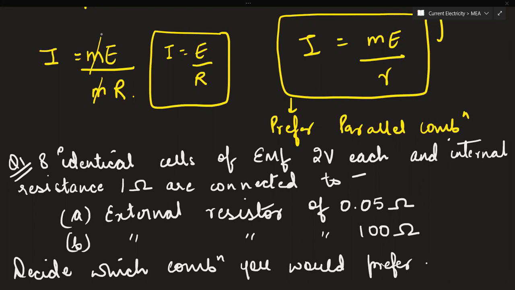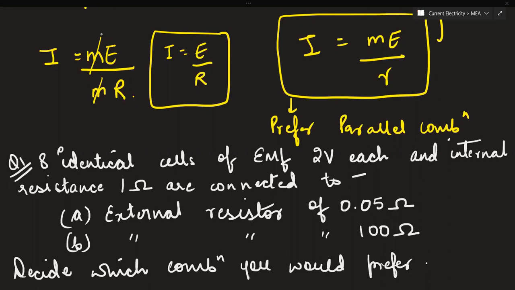See, this question says 8 identical cells of EMF 2 volt each are connected to an external resistor of 0.05 ohm first, and then the external resistor is having the value 100 ohms. Internal resistance is given to you as 1 ohm, and you have to decide which combination you would prefer. Here nothing is mentioned, whether it is series combination or parallel combination.